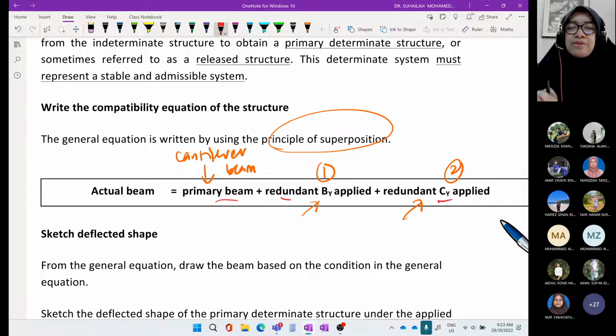Okay, so the difference is only due to loading, because the primary beam is a determinate beam subjected to external loading. Redundant BY applied, redundant number 1, is a cantilever beam subjected to a unit value of BY. And in redundant CY applied, redundant number 3, it is a cantilever beam subjected to a unit value of CY.